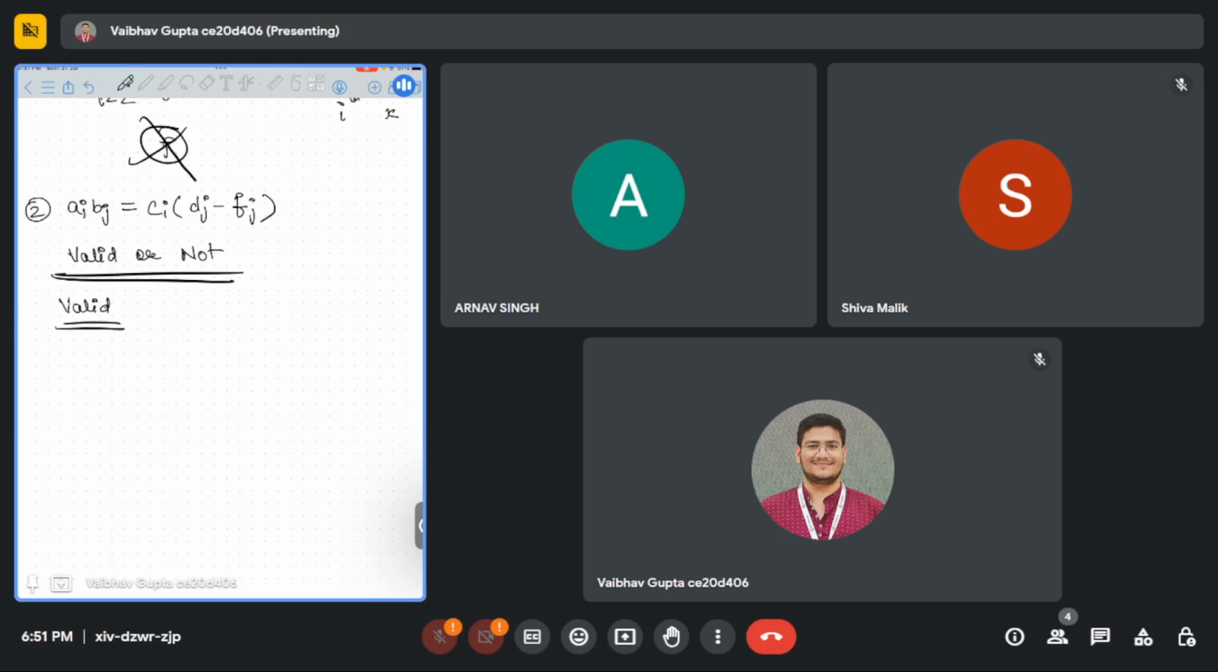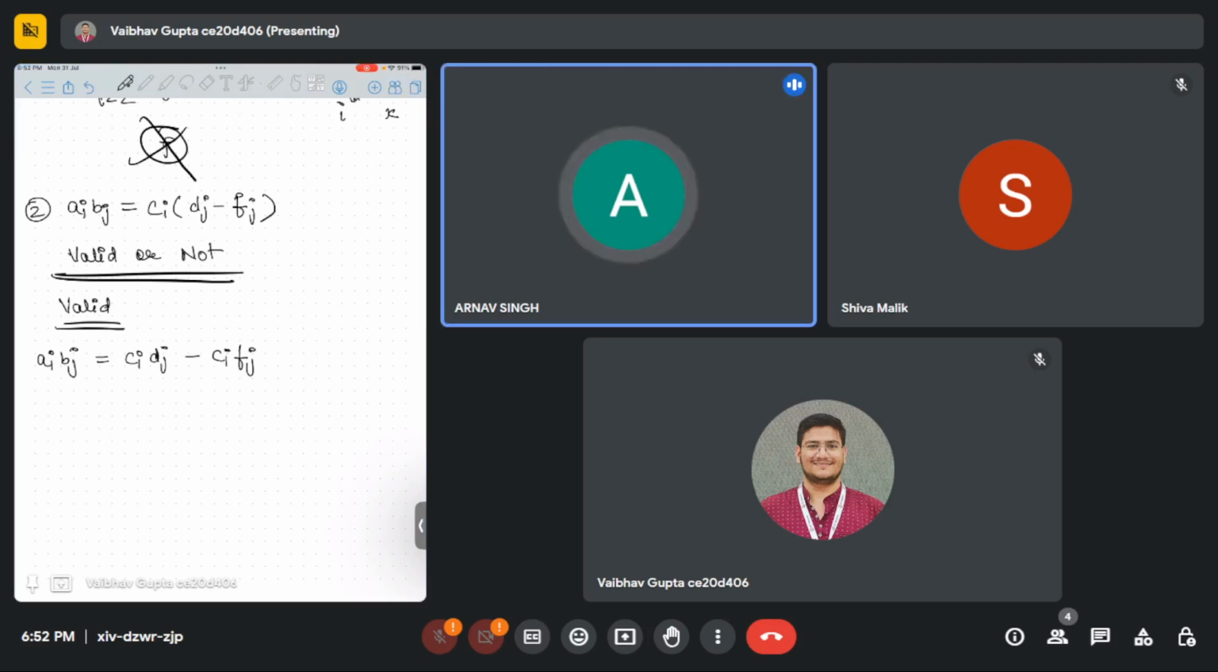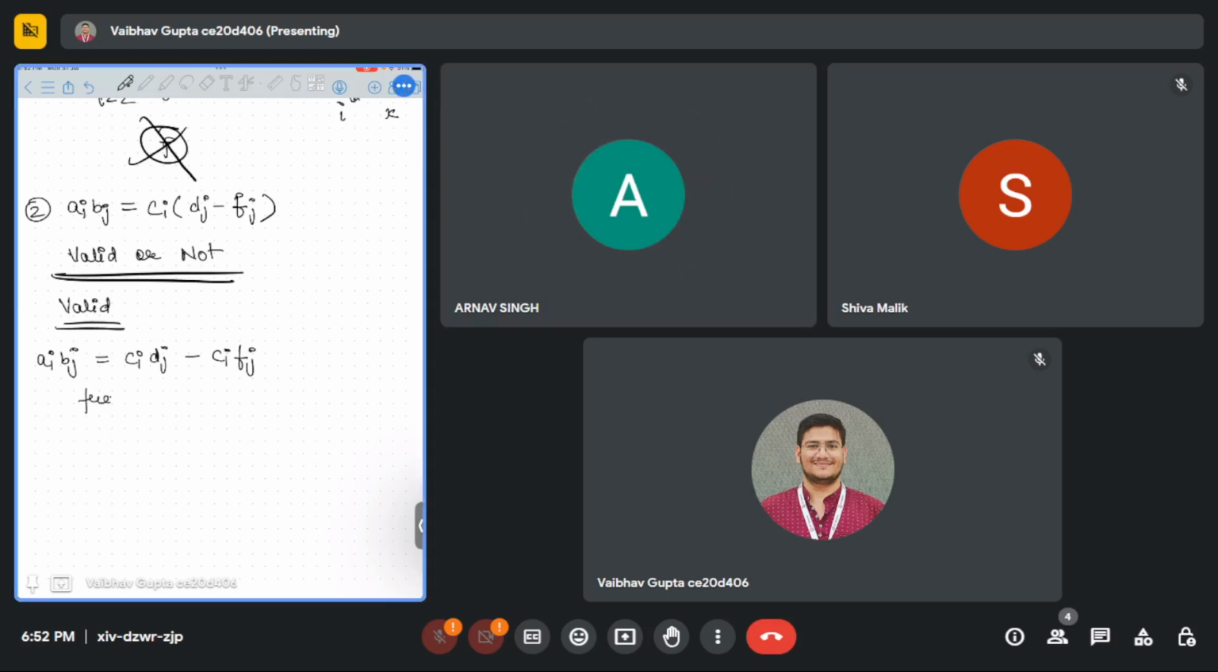But this is the first condition. For the second condition, we have to check whether the indices are dummy or free. Tell me. If we open this equation, it will become Ci Dj minus Ci Fj. So what is I and what is J? Are they dummy indices or free indices? Sir, free indices. Yes, free indices. Correct.